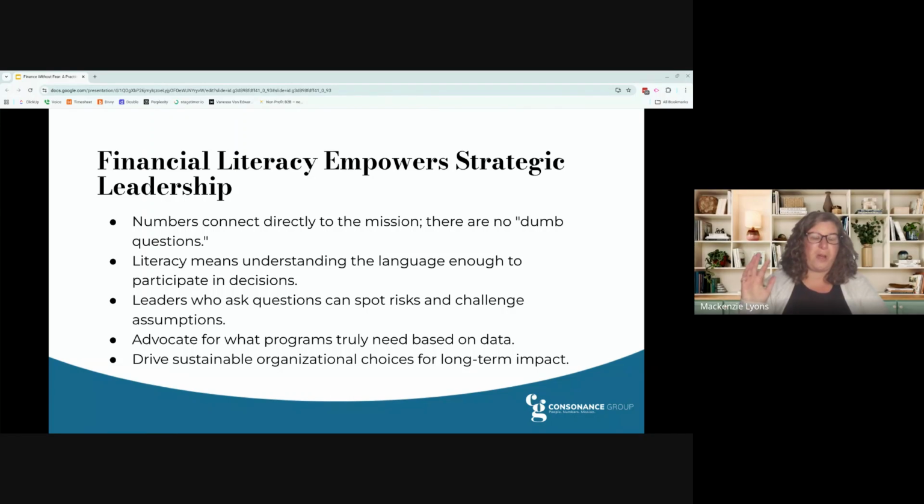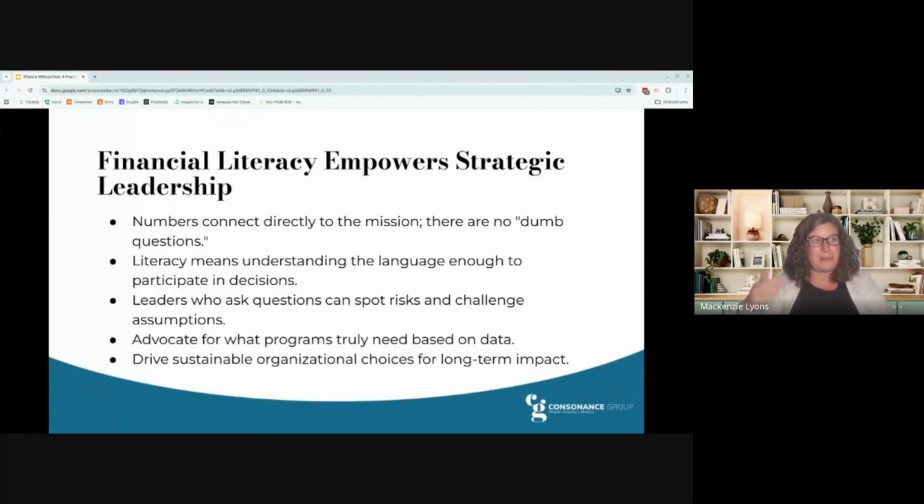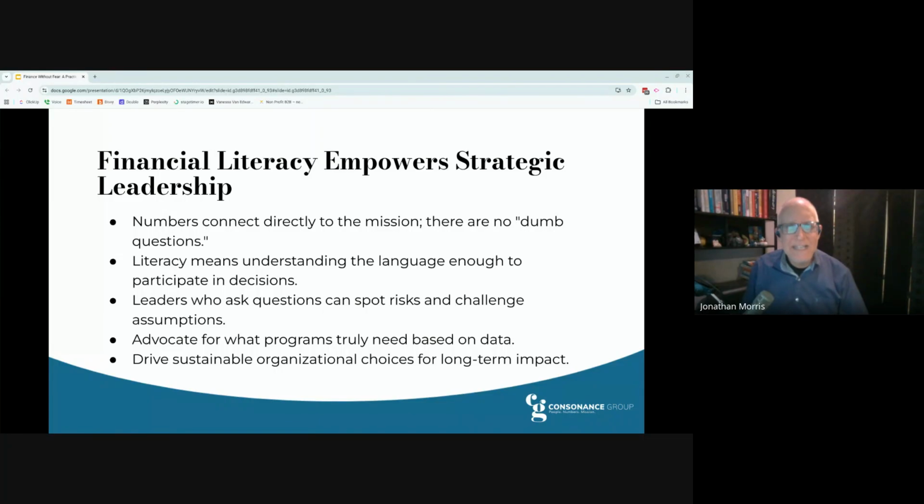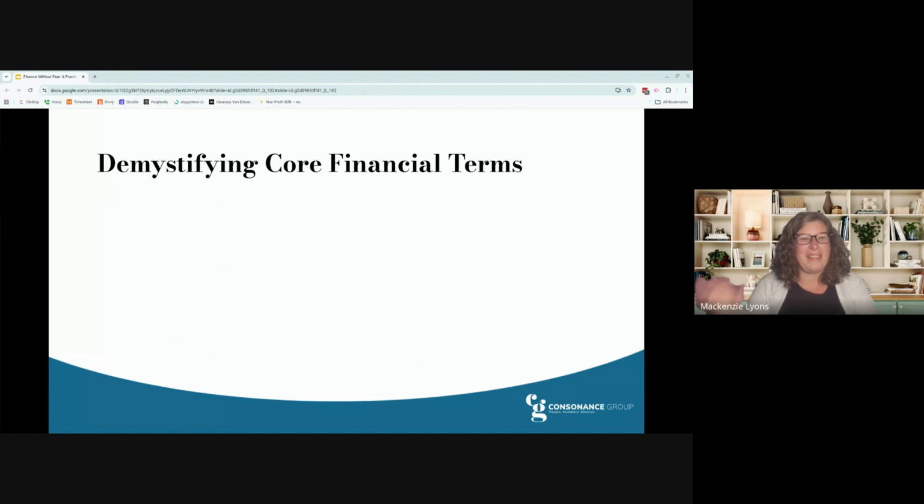Exactly. So financial literacy here doesn't mean doing the bookkeeping. It means understanding the language well enough to participate in discussion and decisions and push for sustainable choices. When leaders understand the terms, they can spot risks, challenge assumptions, and advocate for what programs truly need instead of just nodding at reports. That would be me.